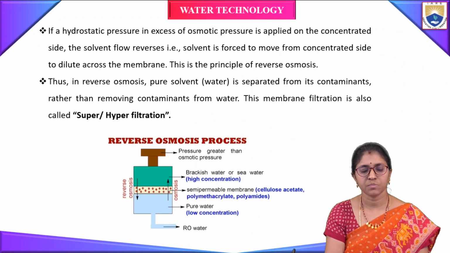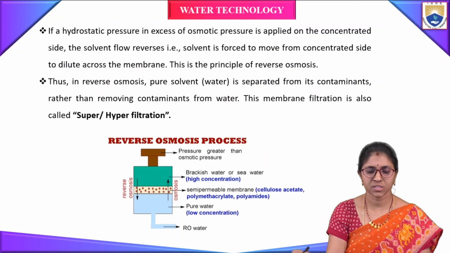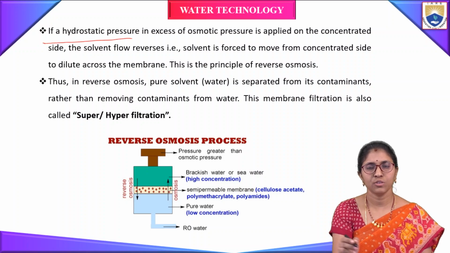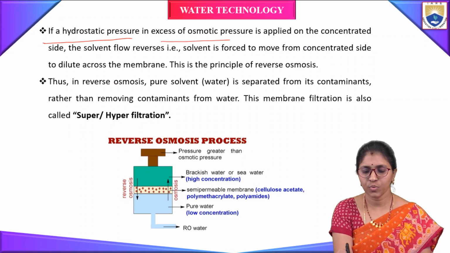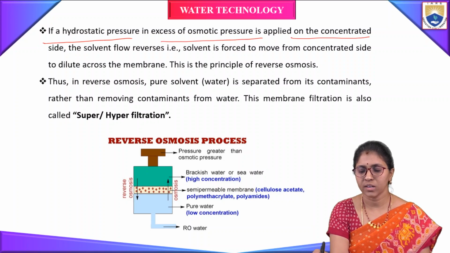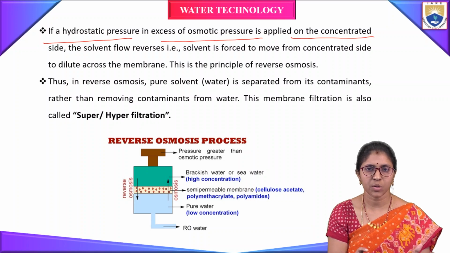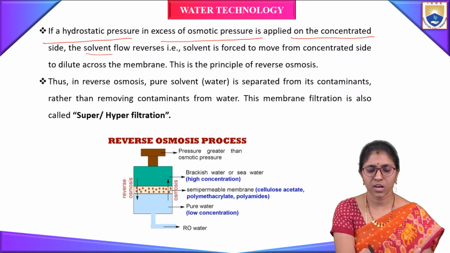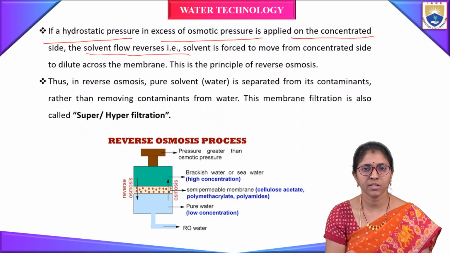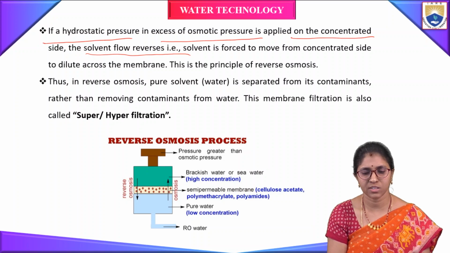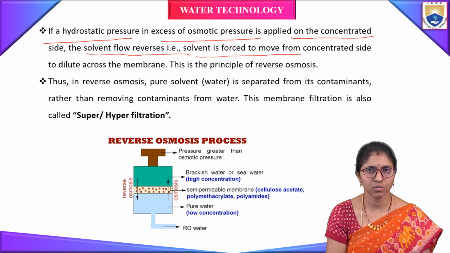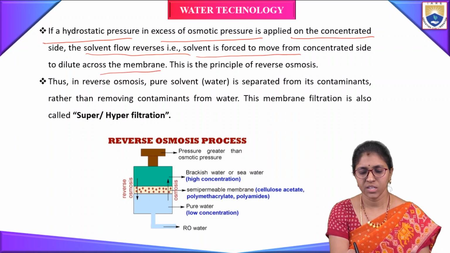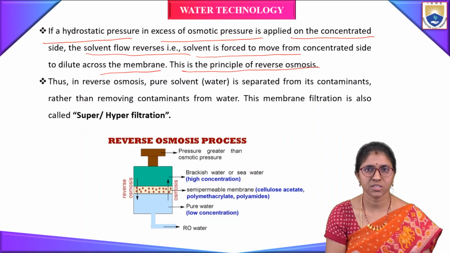So, in reverse osmosis, if a hydrostatic pressure in excess of osmotic pressure is applied on the concentrated side, the solvent flow reverses. It will flow from higher concentration to lower concentration. The solvent is forced to move from the concentrated side to the dilute side across the membrane. This is the principle of reverse osmosis.